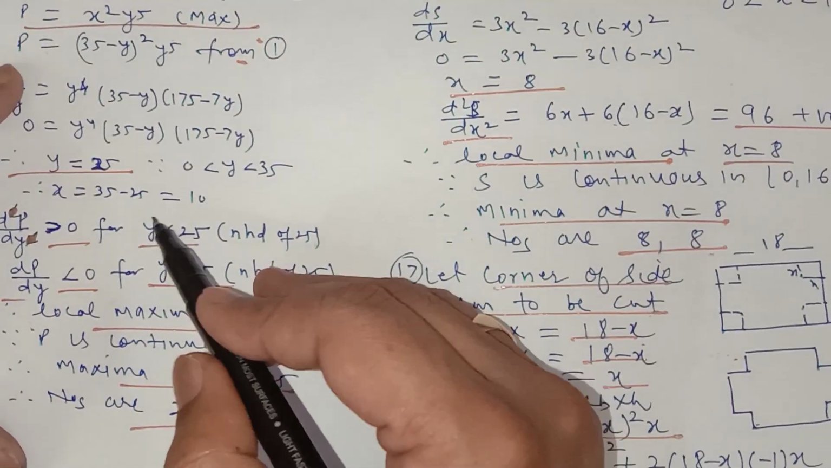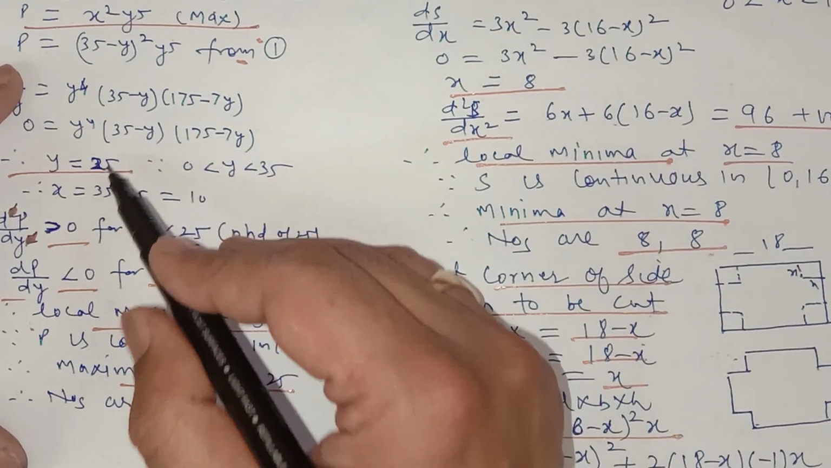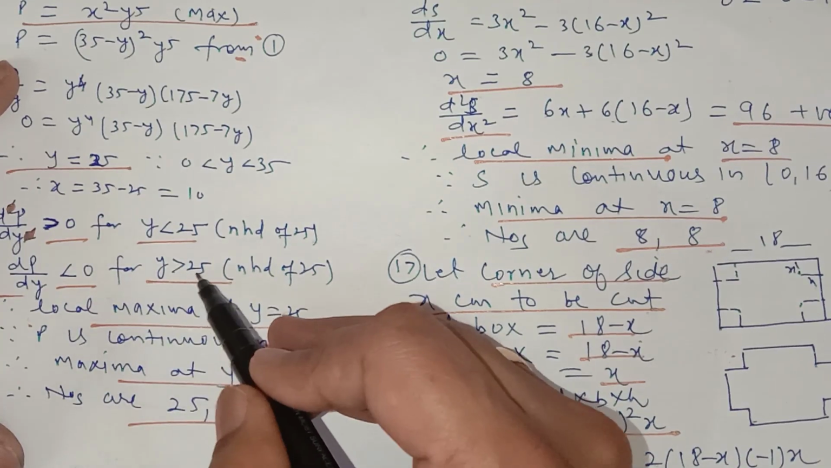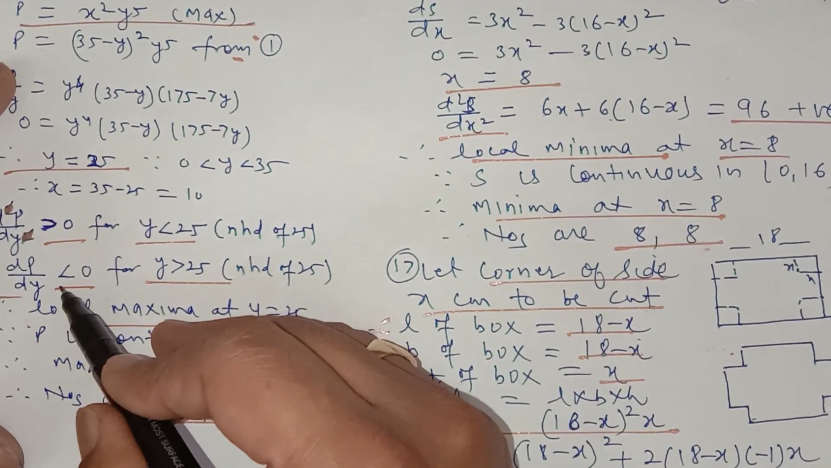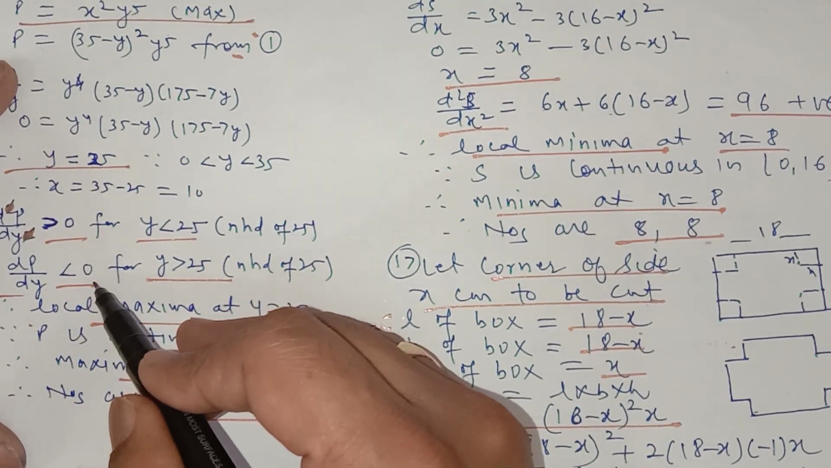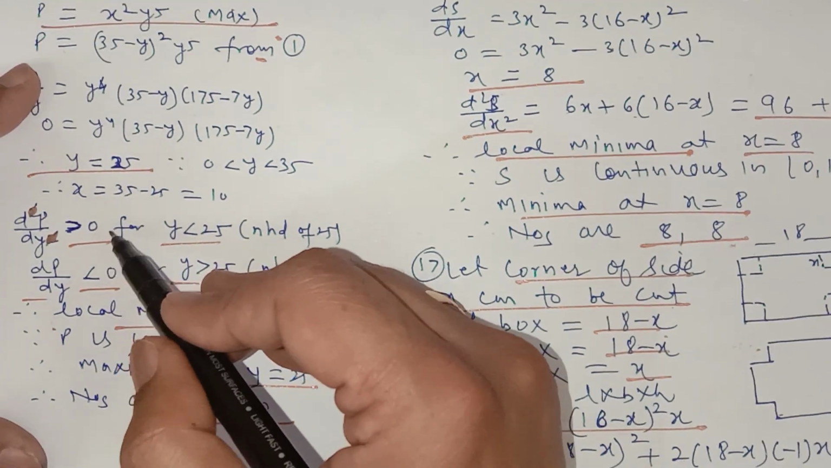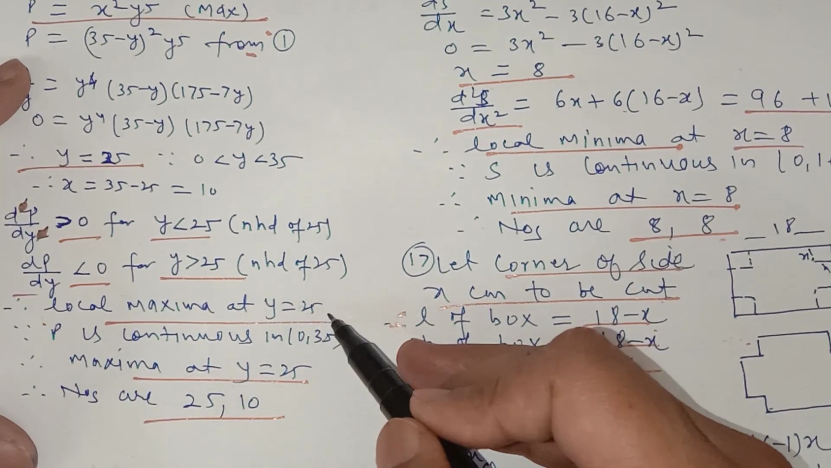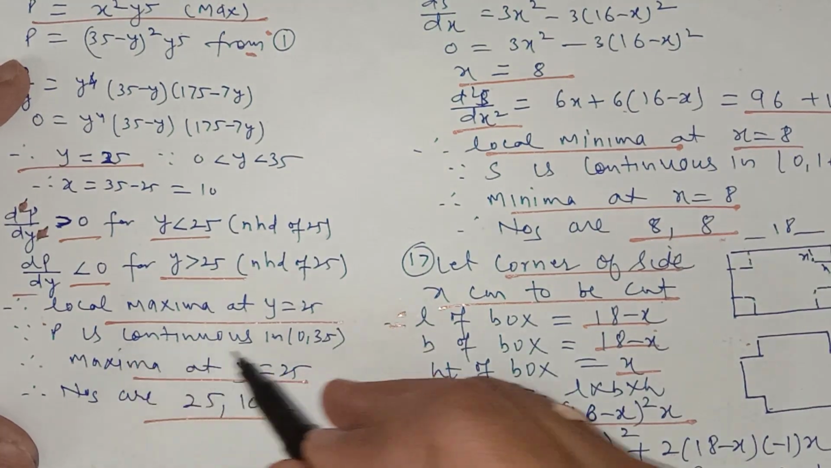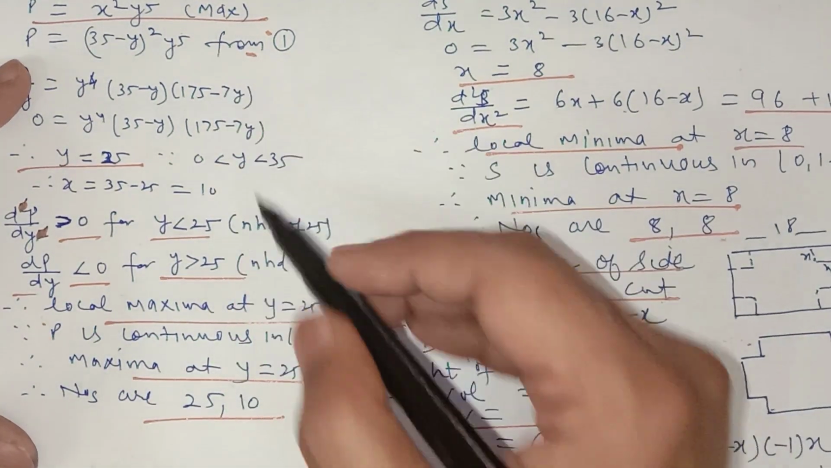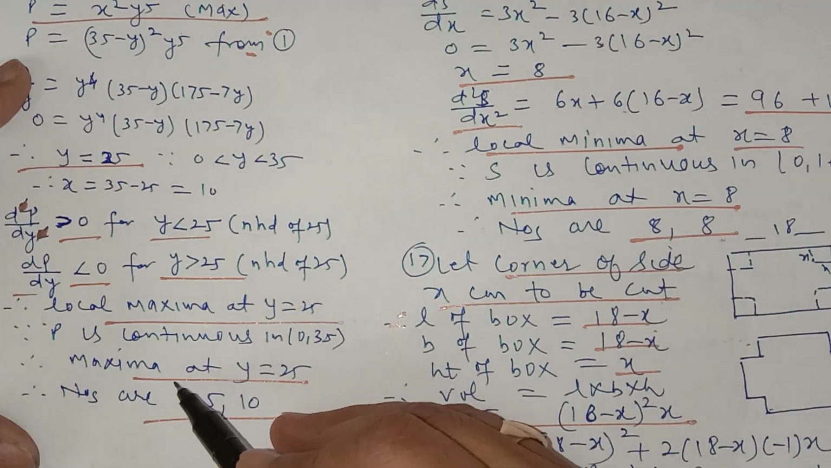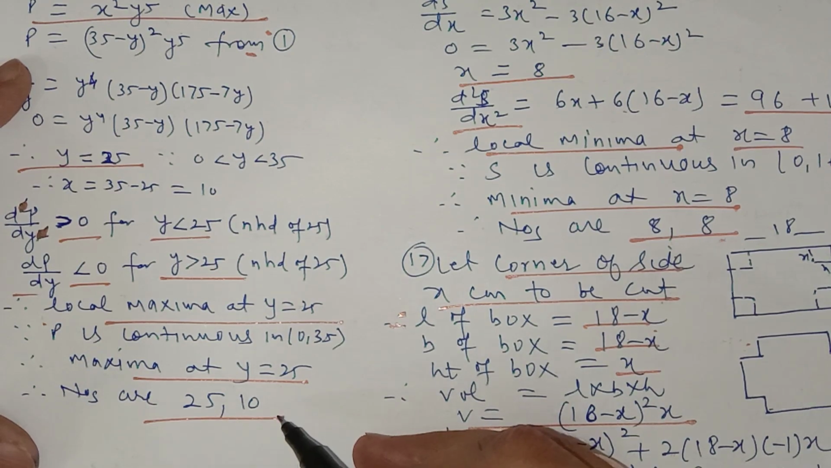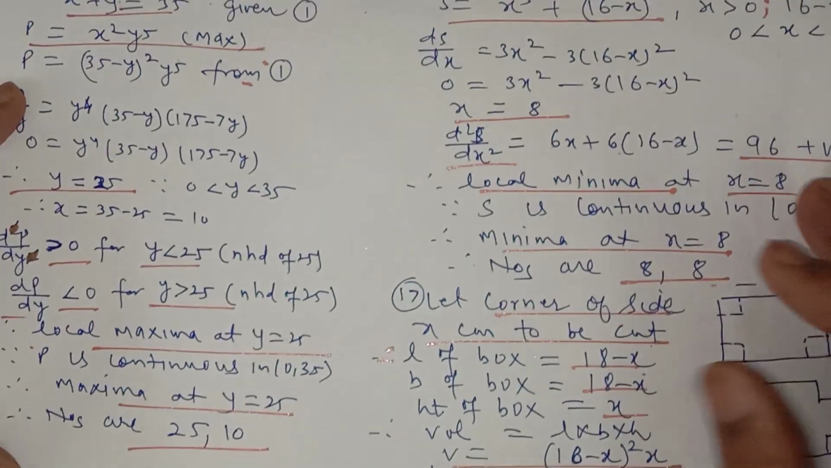Take the value of y slightly less than 25, then the first derivative is positive. When you take the value of y slightly more than 25, the value of the first derivative comes out to be negative. Now as the first derivative is changing from positive to negative, we have local maxima at y equal to 25. Because it's a polynomial function, it is continuous, so we have the maxima at y equal to 25, and the numbers are 25 and 10. You can use the second derivative test also.